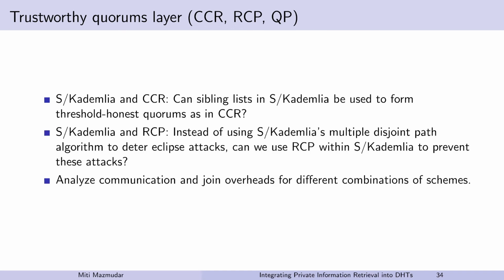And in terms of robust routing, S/Kademlia includes a multiple disjoint path algorithm to deter Eclipse attacks. In contrast, RCP provides a somewhat stronger guarantee of preventing Eclipse attacks. So we may wish to strengthen S/Kademlia by integrating RCP. And we will assess whether S/Kademlia's multiple disjoint path algorithm can be replaced with RCP. We would answer questions such as what communication overhead would S/Kademlia with RCP incur for conducting a routing query, and compare this overhead to S/Kademlia with the multiple disjoint path algorithm and Kademlia itself. And so with that, I've summarized the kind of questions and challenges that we outlined in our proposal.